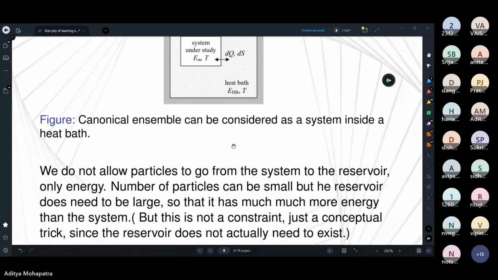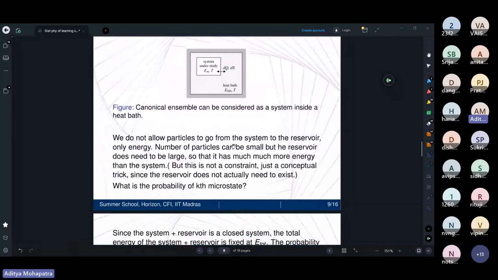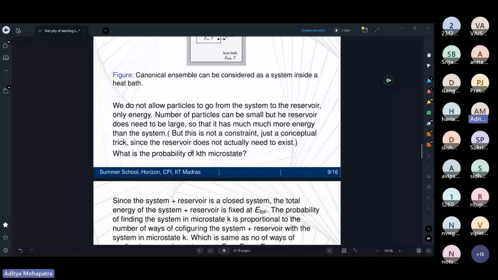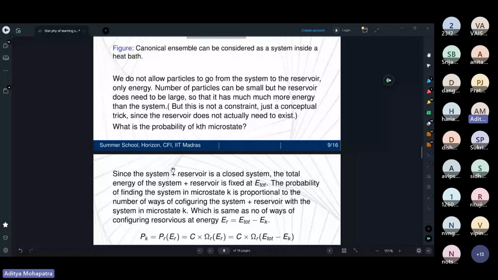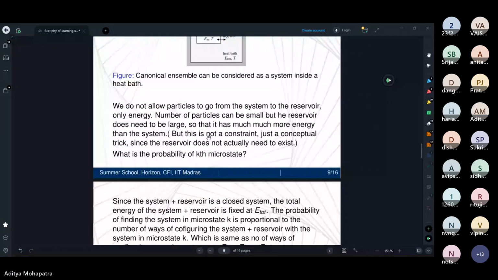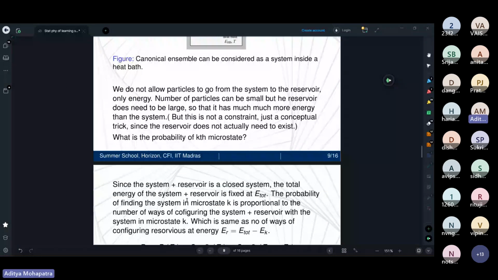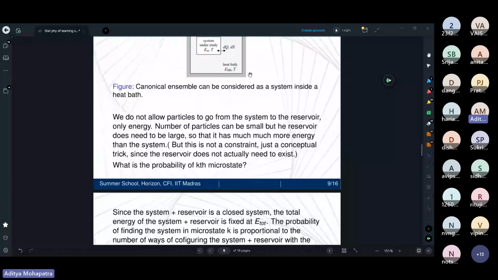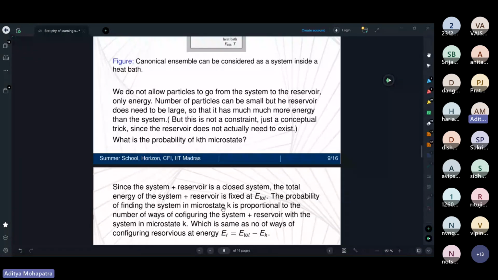Now we want to study all the microstates inside this. What are all the possible microstates of the system under study? For that, we can take the entire system plus the reservoir as an isolated system. The total energy of the system is E_M plus E_HB, that's E_total, fixed. And we want the probability of finding the system in some microstate k.